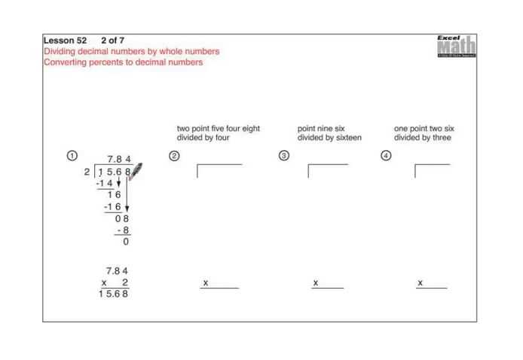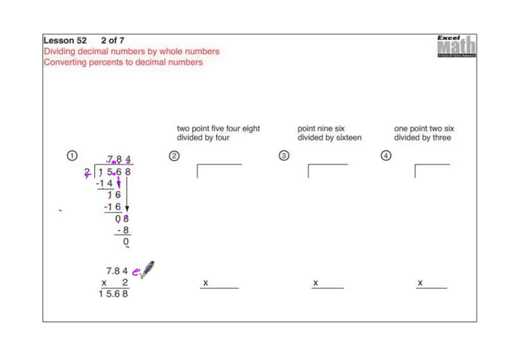This is 15.68 divided by 2. First thing we do is we take that decimal point, put it straight up there on the top line, and then we just do the division problem as we normally would do any division problem. So we do 15 divided by 2 is 7. 7 times 2 is 14. 15 minus 14 is 1. Bring down the 6. 16 divided by 2 is 8. 8 times 2 is 16. 16 minus 16 is 0. Bring down this 8. 8 divided by 2 is 4. 4 times 2 is 8. 8 minus 8 is 0. There's no remainder. So the answer is 7.84.